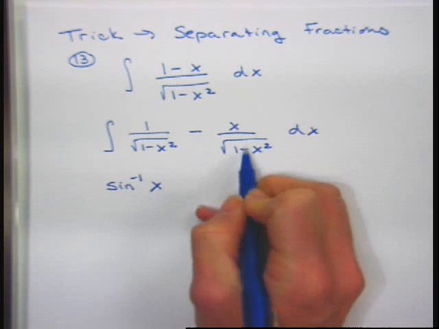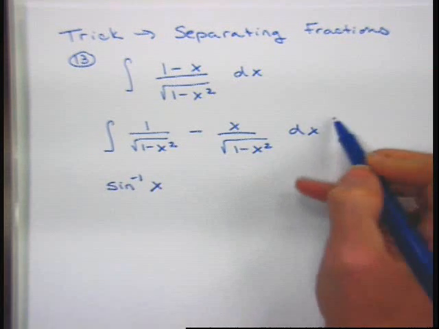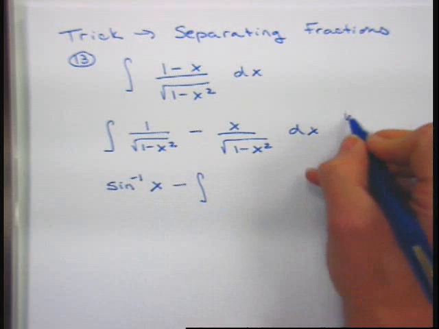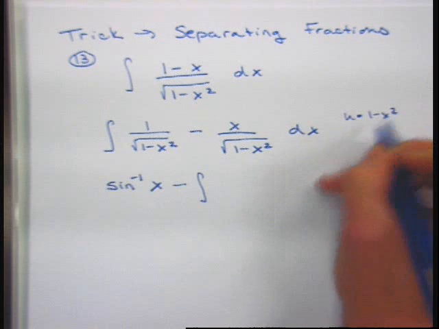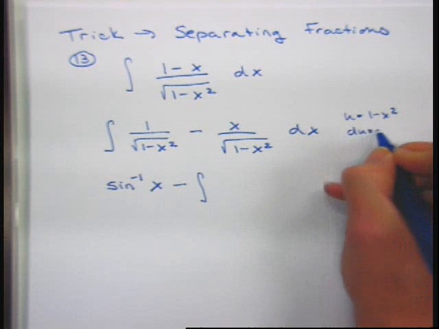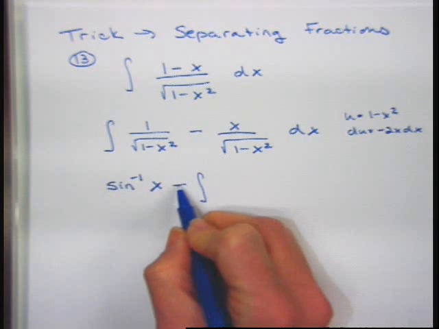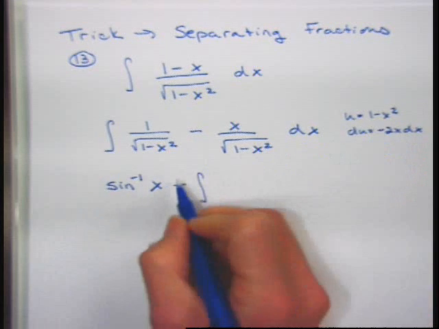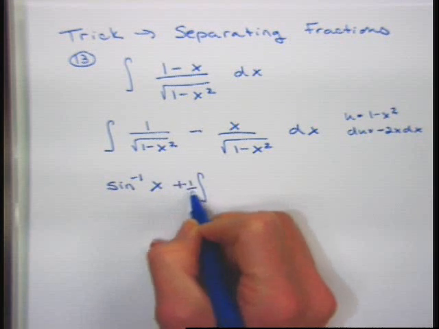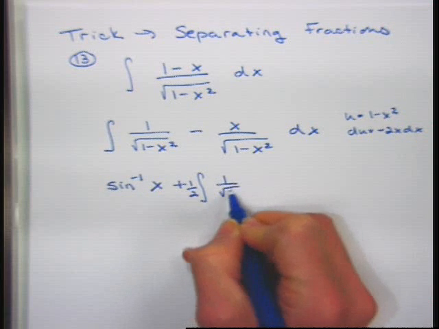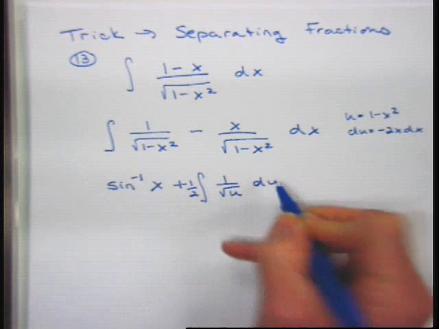And what's this guy? Well, he's just a little u sub, right? So I'll go ahead and write it. If I do u equals 1 minus x squared, then du is equal to negative 2x dx. So I need a negative 1/2, which is going to make this positive 1/2 right there. And then it's going to be 1 over the square root of u du, which is u to the negative 1/2.